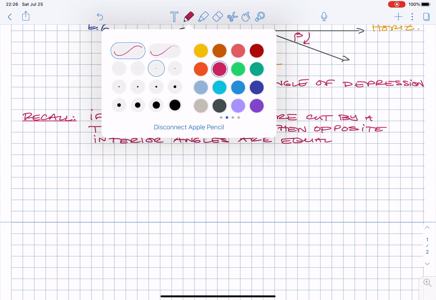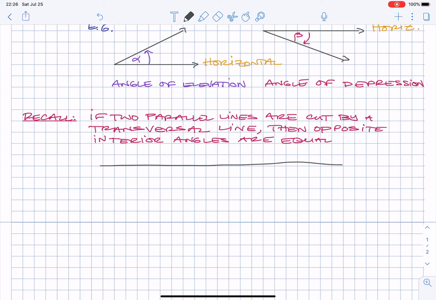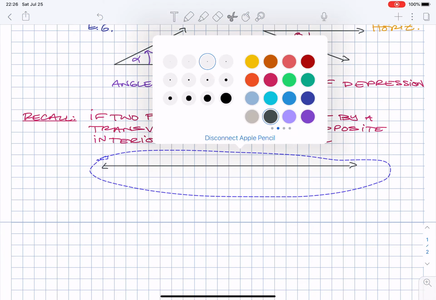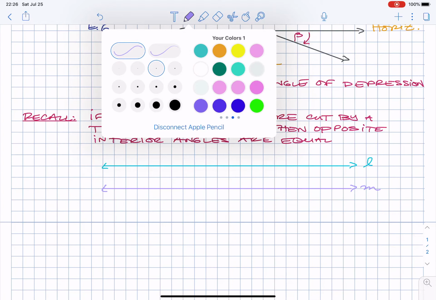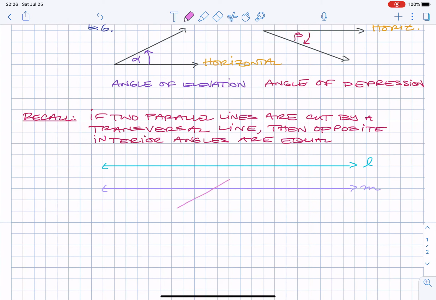Okay, so let's look at two parallel lines. One line here, let's call it L. Actually, let's use some color. Black is getting sick of just monochromatic. There we go, nice colors. So we'll call this line L, and let's call purple line M. So these are parallel lines, and I'm going to cut them by a transversal. Let's call this, I don't know, T, shall we?